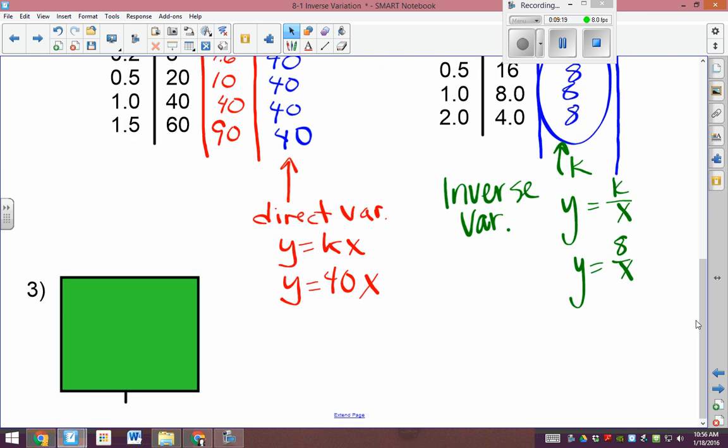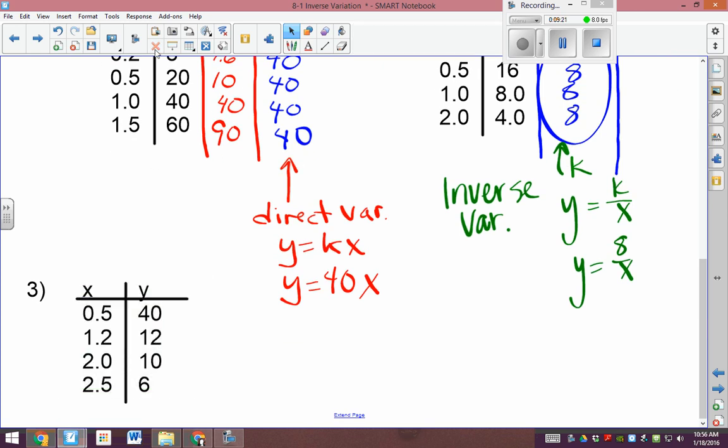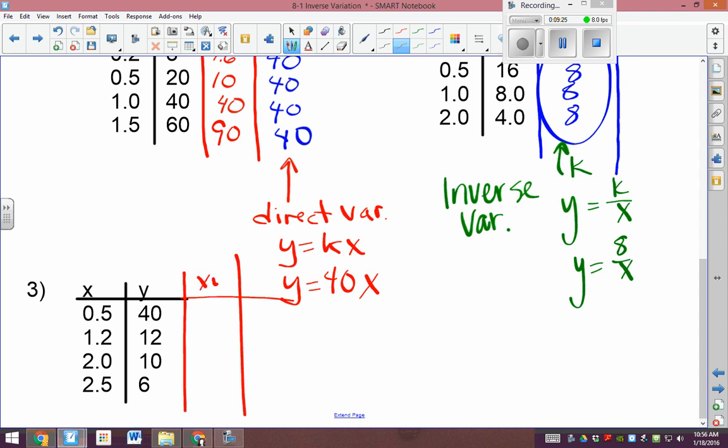All right, one more here. Same deal, checking for first products and then ratios. So y times x, the top one is 20. And 14.4, 20, 15. So it's definitely not constant.